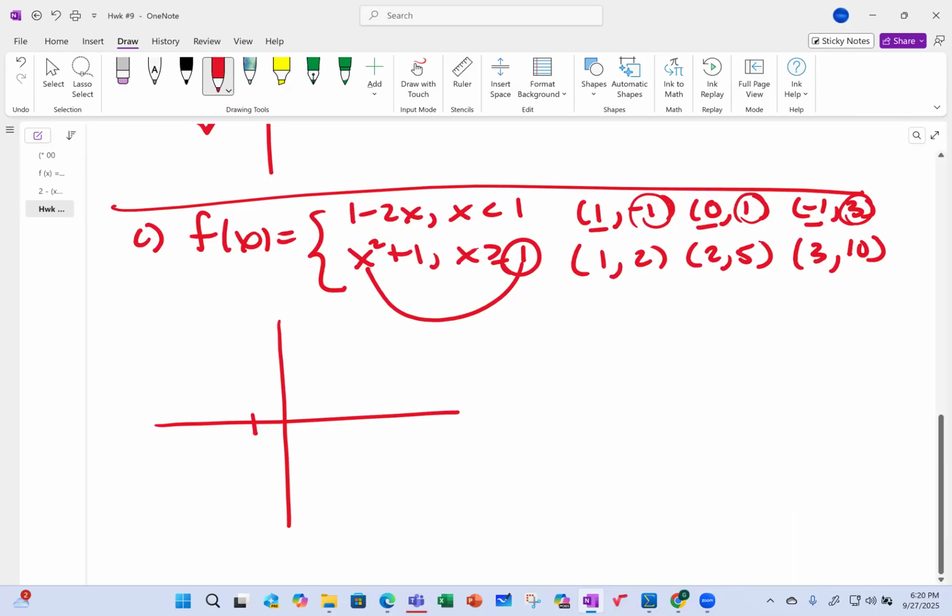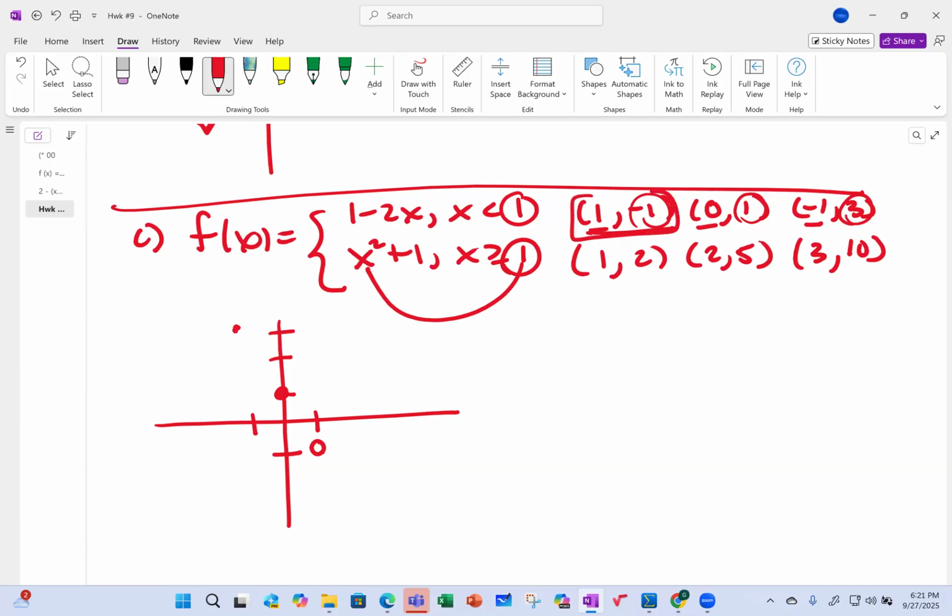So 1, negative 1, that's going to get an open circle because that 1's not included. And then 0, 1. Oh, wait, I graphed that wrong. 1, negative 1. See, 1, negative 1 is here. And then 0, 1 is right here. And then negative 1, 3. And that's okay.